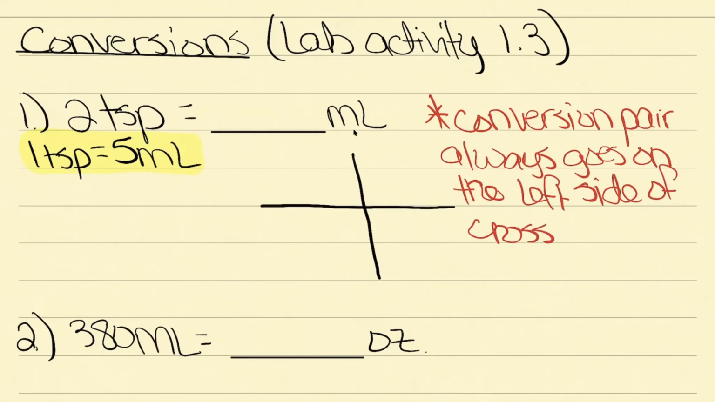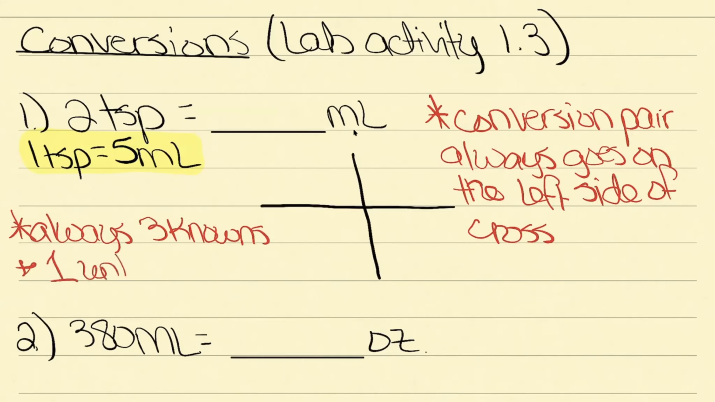Another thing is when you're doing the cross, you always have to have 3 knowns and 1 unknown in order to complete the cross.